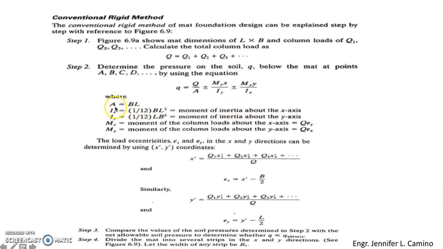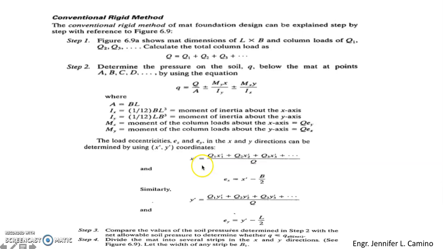So we're given the area, B times L, the moment of inertia about the x-axis, and the moment of inertia about the y-axis. You also have your moment of column loads about the x-axis, which is equal to Q times E sub y, and the moment of column loads about the y-axis, which is Q times E sub x. We have the load eccentricities, E sub x and E sub y, in the x and y directions, which can be determined by using x prime and y prime coordinates.